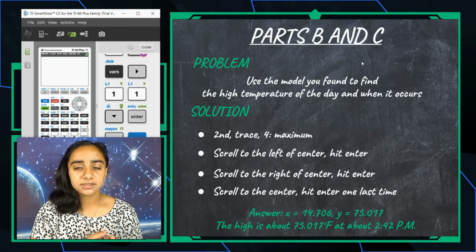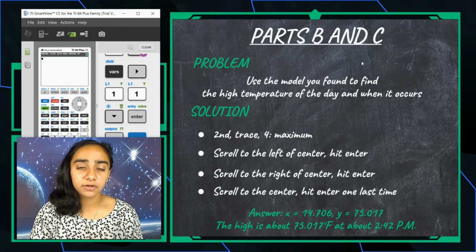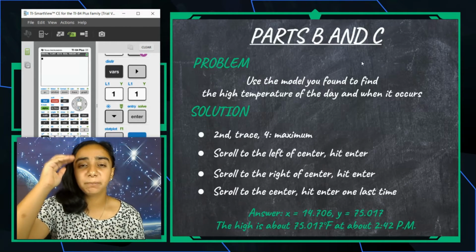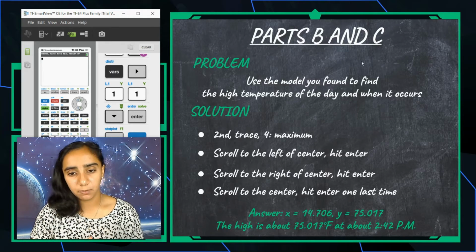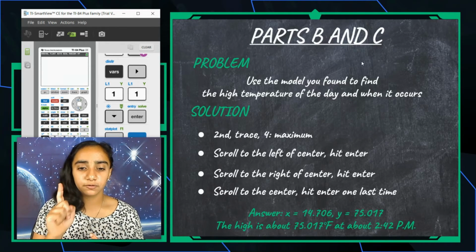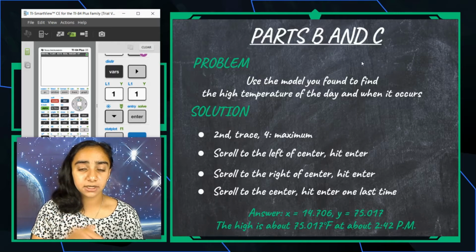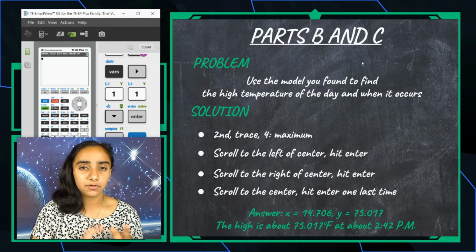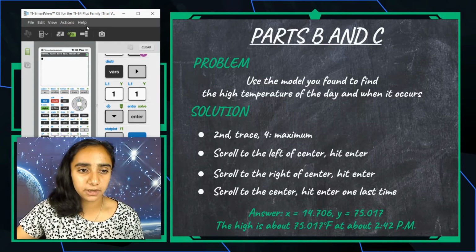Okay, so here is the solution. How are we going to solve that? How are we going to find the highest temperature, the peak of the day, and then the time when it occurs? So this is what we're going to do. First step, I have the four steps listed under solution, and then the answer at the very bottom of the screen. So first step, we're going to hit second, then trace, and then 4 for maximum. So let me show you what I mean.